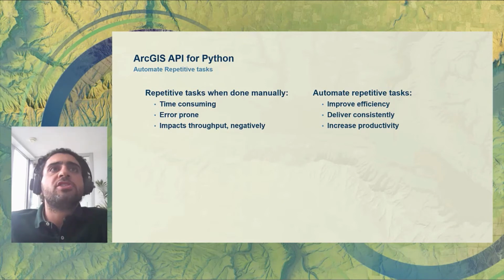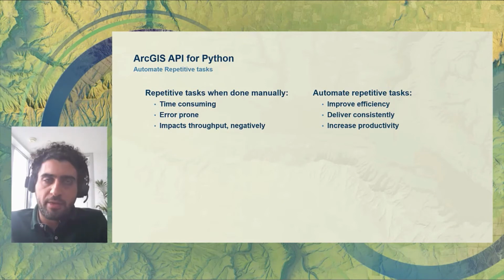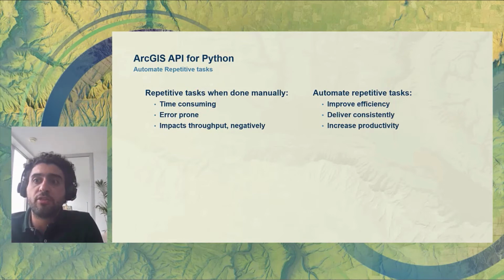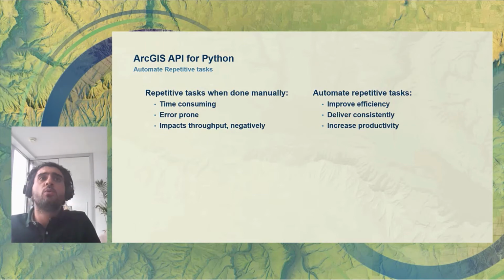So, automation with the ArcGIS API for Python. We all have repetitive tasks that we work with on a daily basis, moving data from one place to the other, converting different data sets, or making updates on the fly. These are time consuming, and if we're going through different clicks, we will end up losing a lot of time. We will end up with a lot of errors, and this will have a negative impact on our throughput.